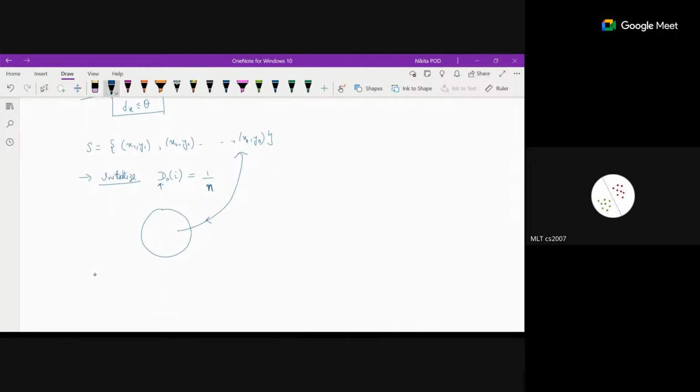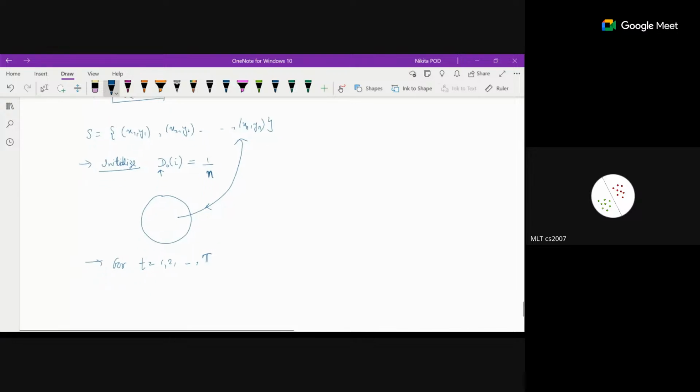Now for t equal to 1, 2, and so on till capital T, for these number of iterations, once you have this bag, on this bag again what you're going to do is, where in bagging we were overfitting the model, now here we will underfit the model. Since we are talking about decision trees, let's say we are underfitting this tree, and from there we get some h_t.